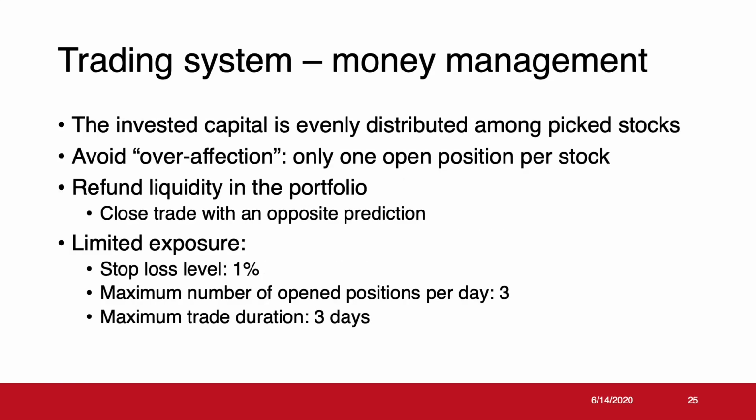Once we choose which shares to sell or buy, we evenly distribute the current capital among them. To avoid an effect of over-exposure, only one open position per stock is allowed. To refund liquidity in the portfolio, the open positions are closed if they receive a prediction in the opposite direction. And finally, to limit our exposure, we set a stop-loss level of 1%, a maximum number of open positions per day of 3, and a maximum duration for trades of 3 consecutive business days.